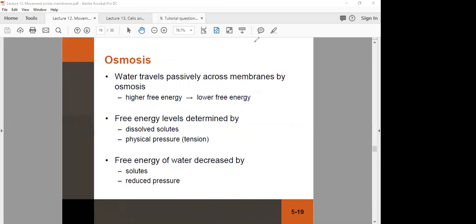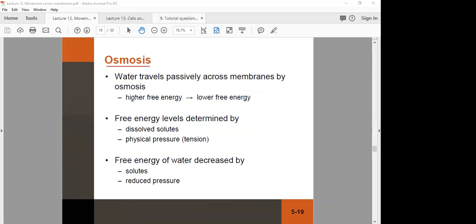All right, so now we're going to look at the important concept of osmosis. So osmosis is almost identical to diffusion, except that now we're just talking about movement of water molecules rather than, when we discussed diffusion, we were looking at movement of solutes in water. So water will travel passively across biological membranes, and it does this by the process of osmosis.